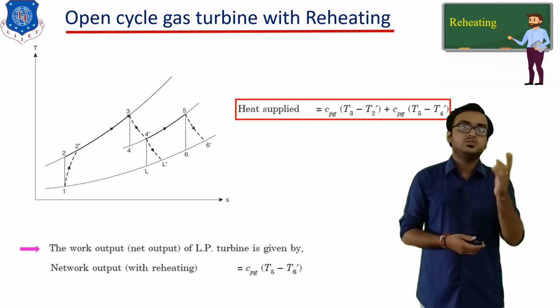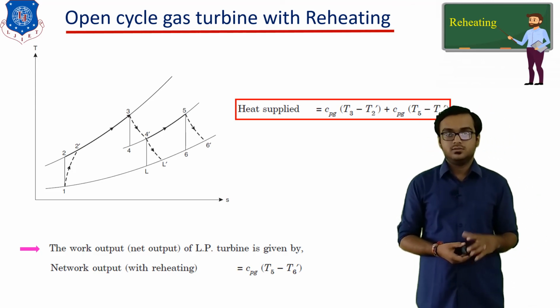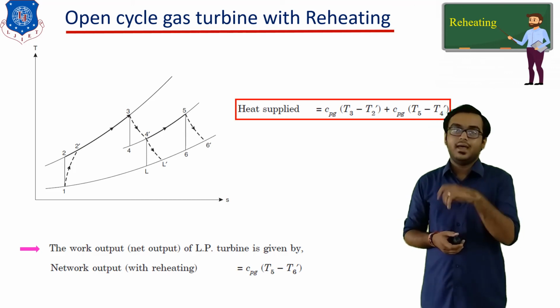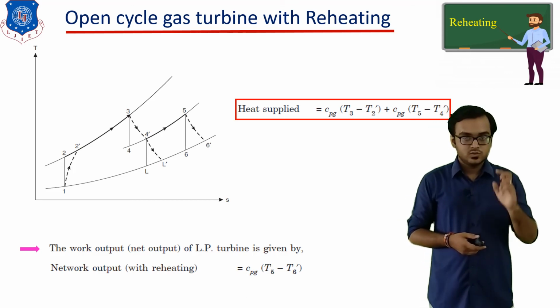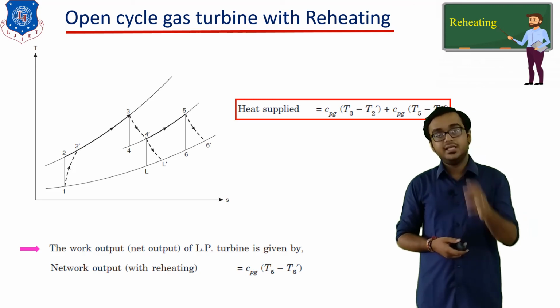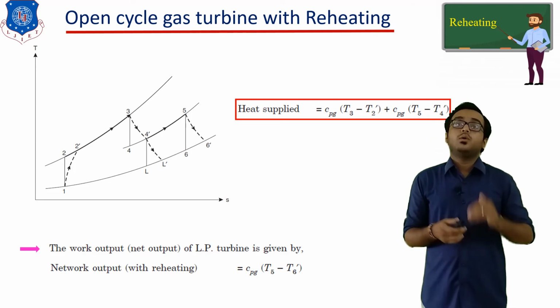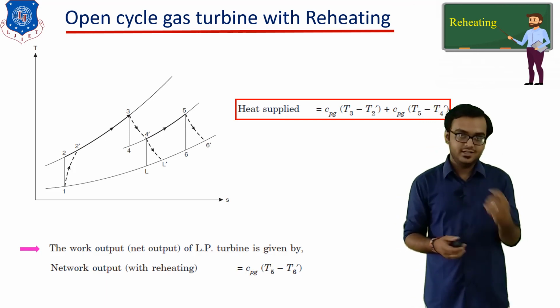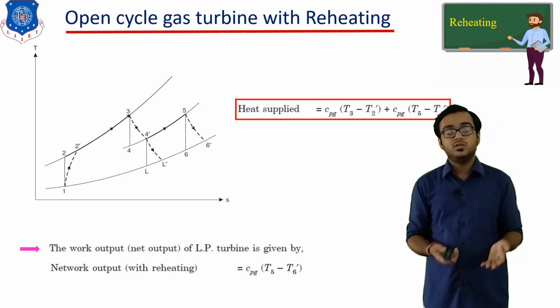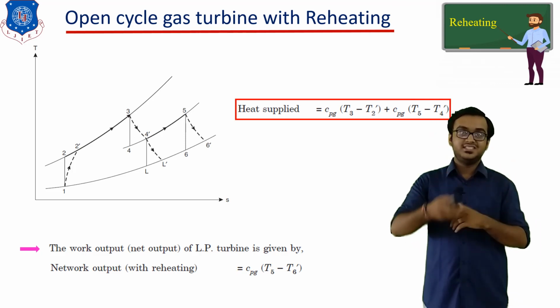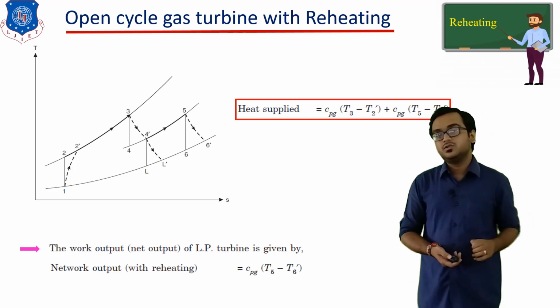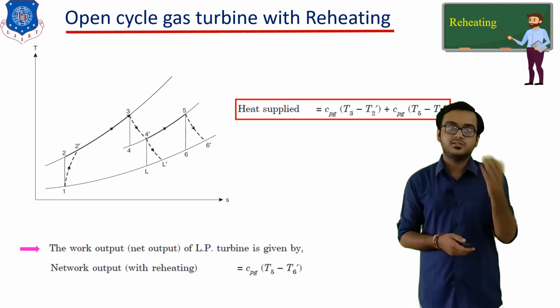Okay, so it is all about the reheating cycle. The reheat cycle provides the work development opportunity just by incorporating one extra combustion chamber. Reheating is one of the techniques by which we are able to improve the work output of the turbine. And as the work output of the turbine increases, obviously the efficiency of the plant is going to be improved. So it is the second technique by which we are able to improve the efficiency of the turbine. So it is all about the reheating cycle.